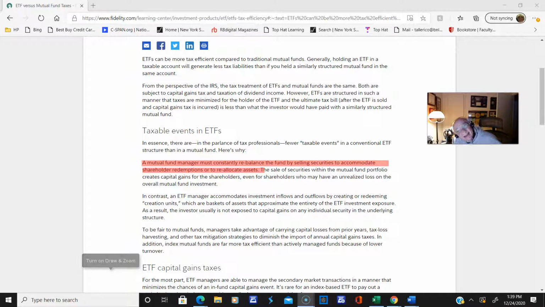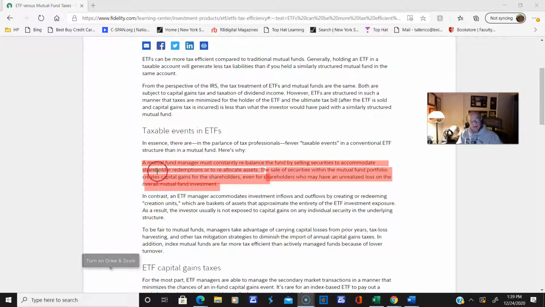So we got to highlight that a little bit, right? So the sale of securities within the mutual fund portfolio creates capital gains for the shareholders, even for shareholders who may have an unrealized loss on the overall mutual fund investment. So as selling is going on, you're going to be getting capital gains, right? So it's important to know. So we're going to be capturing these capital gains, all right?